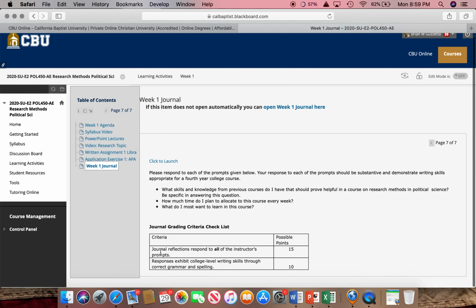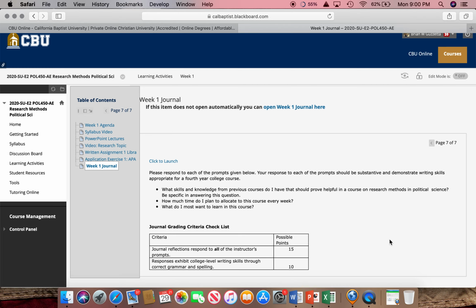The grading scale: journal reflections that respond to all of the instructor's prompts, 15 points, and they exhibit college level writing skills through correct grammar and spelling, 10. Now, when I ask you to write at a 4th-year academic level of college and to use college level writing, I expect detail. I know that this is a quick assignment. I know that we are all busy adults, but I actually want to have a conversation with you, and that's the expectation. So not just one sentence, go into detail on each one of these questions.